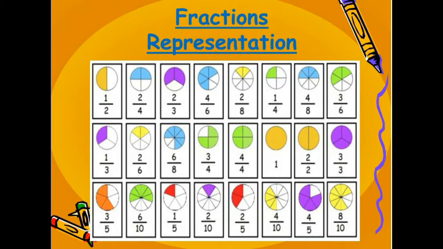Now, similarly, in the second row, in the sixth diagram, the circle is totally shaded. That means it is not divided into any parts. That means the number of parts, the numerator, equals the denominator. Therefore, it is equal to 1.